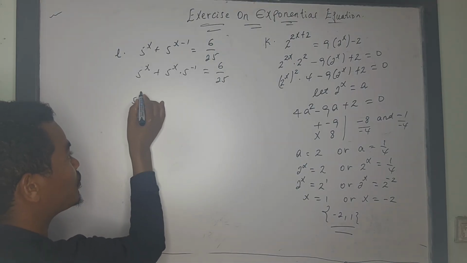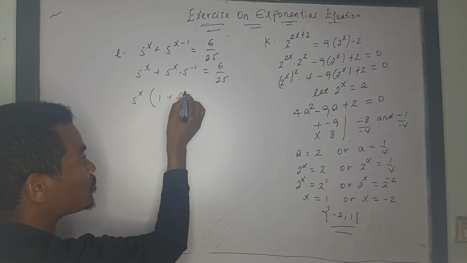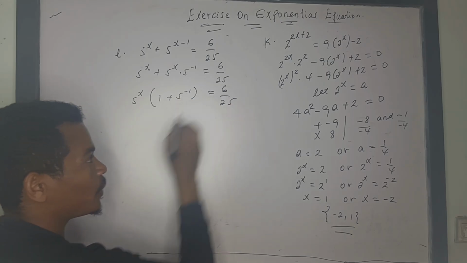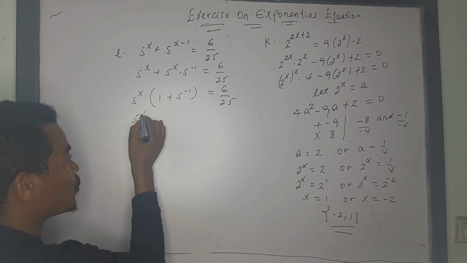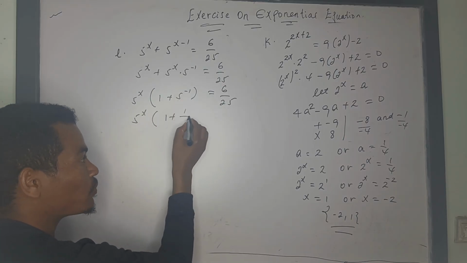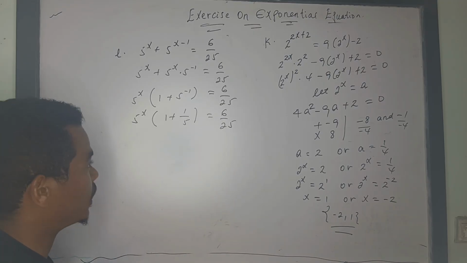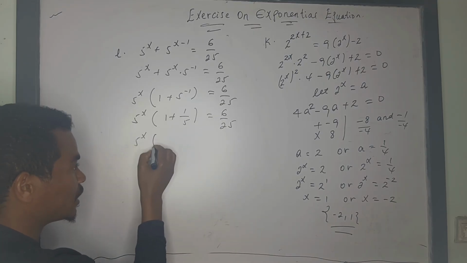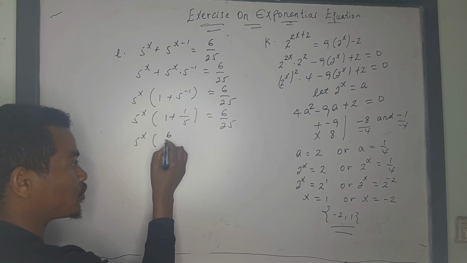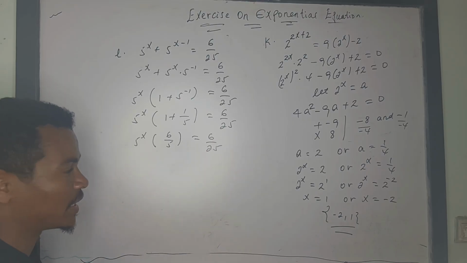If we take 5 to the power of x as the common factor, 1 remains here, and here 5 to the power of minus 1 remains, is equal to 6 over 25. 5 to the power of x times 1 plus 5 to the power of minus 1, which is 1 over 5, is equal to 6 over 25. So 5 to the power of x times 6 over 5 is equal to 6 over 25.